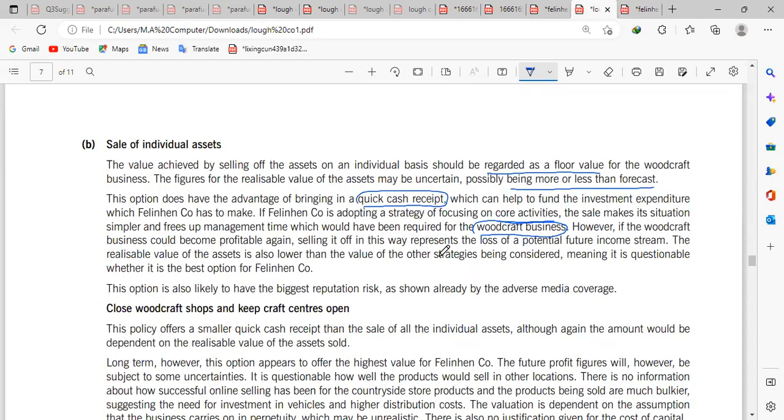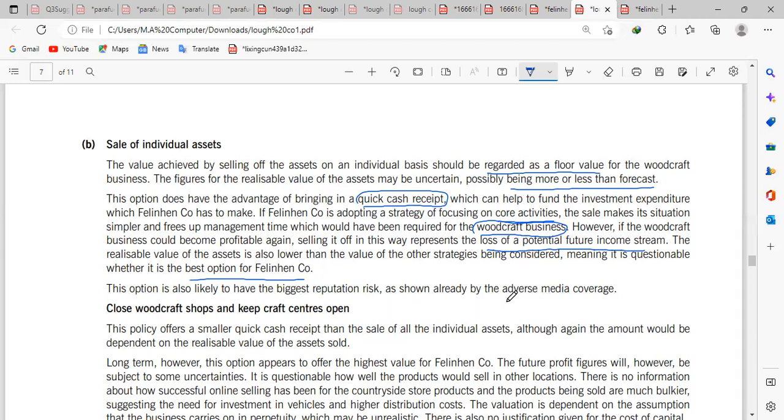So the examiner is saying when you are selling, the sale makes the situation simpler and frees up management time, which would have been required for the woodcraft. Previously that time was required. Now that time will be free. However, if the woodcraft business could become more profitable again, selling it off in this way represents a loss of potential future income. The realizable value of the asset is also lower than the value of other strategies being considered, meaning it is questionable whether it is the best option for F company. This option is likely to have the biggest reputation risk as well.